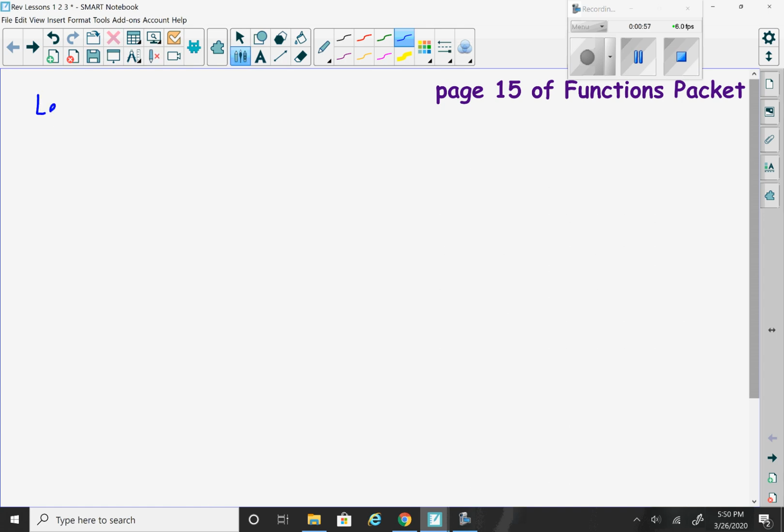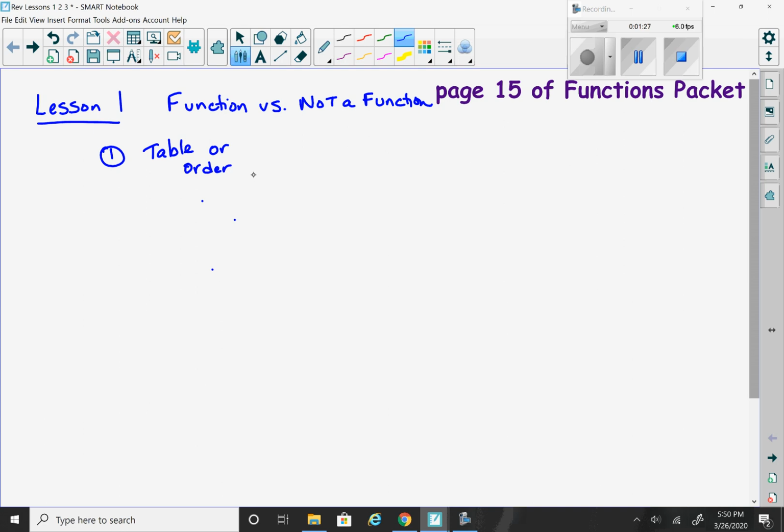So starting with lesson 1, when we covered lesson 1, the topic there was on whether or not what we were looking at was a function versus not a function. How do we know if something's a function or is it not a function? There were 3 different ways we could represent this or look at this. The first thing that we did was we looked at whether the table or ordered pairs represented a function or not. Again, copying these notes down on page 15 of my packet.